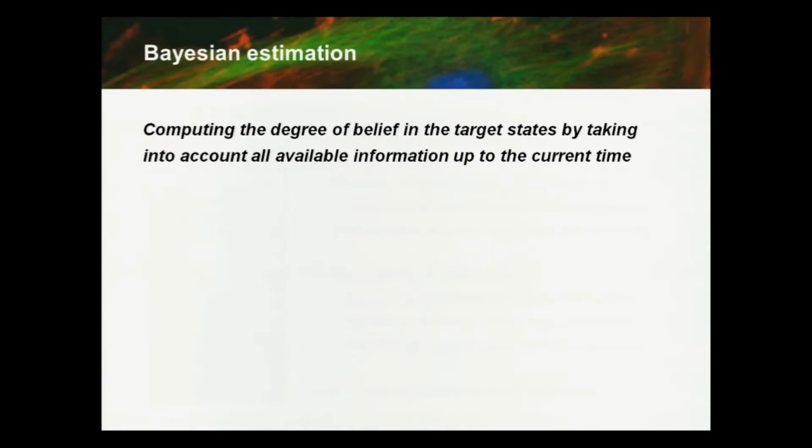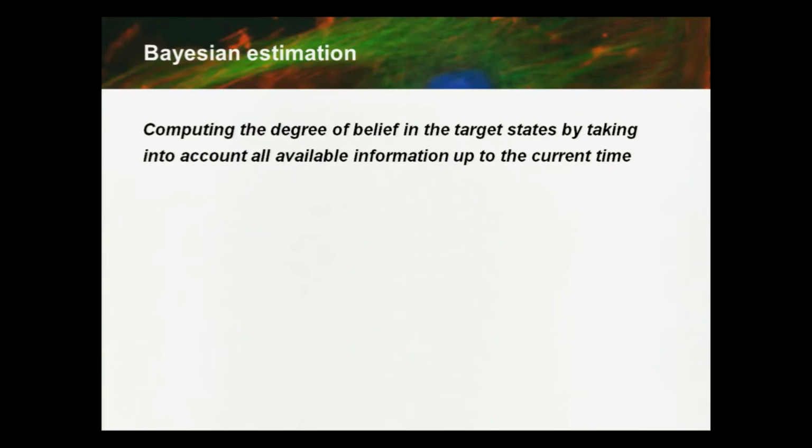So what is Bayesian estimation? It's a technique to compute the degree of belief in the target states by taking into account all available information up to the current time. So it's really integrating information over time up to the current time, and then makes a prediction for the next time point. It's an online tracking method.